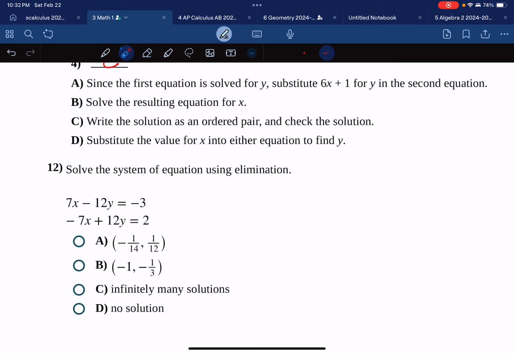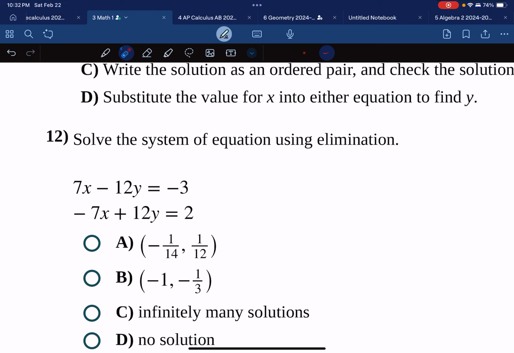Number 12, solve the system of equations using elimination. Thank God it's elimination, it's my favorite. Okay, so elimination, notice my variables do line up and I'm ready to go. I even have opposites, look at this. 7 and -7, oh, I have opposites again, -12 and +12. Oh, I know it's about to happen. You probably can predict it as well, but let's try it.